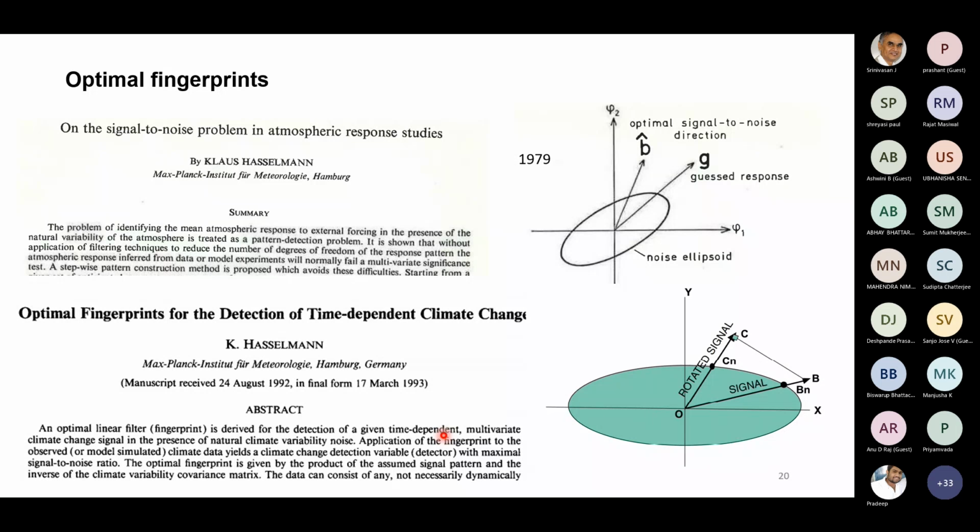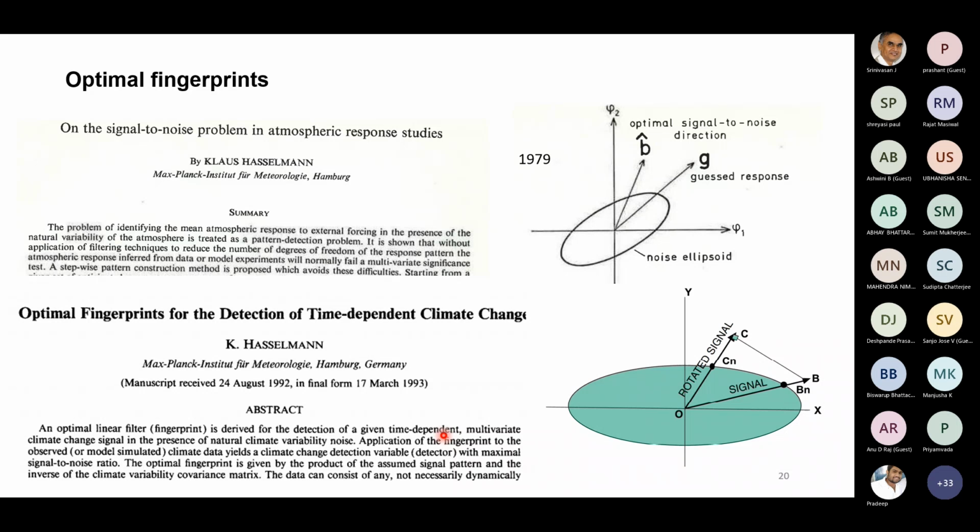Application of the fingerprint to the observed climate data yields a climate change detection variable with maximum signal to noise ratio. The optimal fingerprint is given by the product of the assumed signal pattern and the inverse of the climate variability covariance matrix. So what does this mean in plain language? The covariance matrix measures variability. The covariance matrix is small where the variability is small, and where the covariance matrix is small, the inverse is correspondingly larger. So the inverse covariance matrix is larger where the natural variability is small, right?